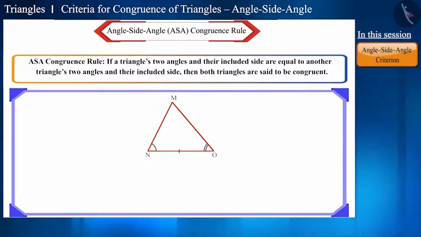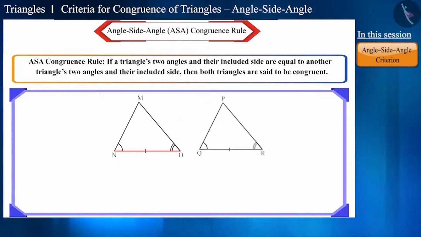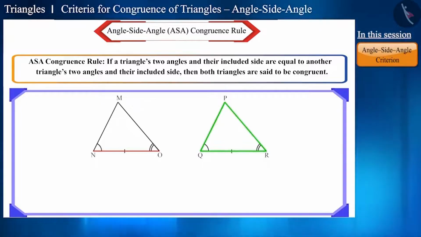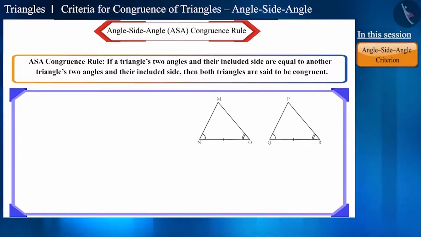Two angles of a triangle MNO, that is angle MNO and angle MON, and their included side, that is side NO, are equal to the two angles of the second triangle PQR, that is angle PQR and angle PRQ, and the included side, that is side QR. Then both these triangles, triangle MNO and triangle PQR, will be congruent.